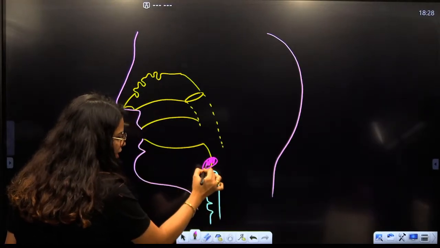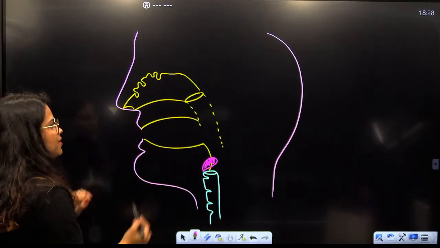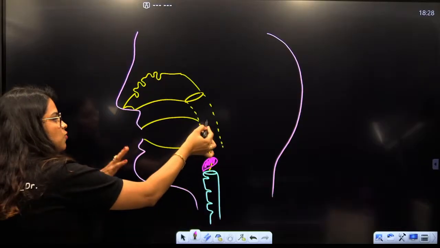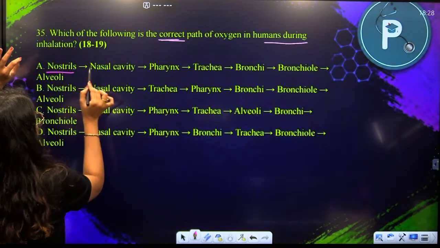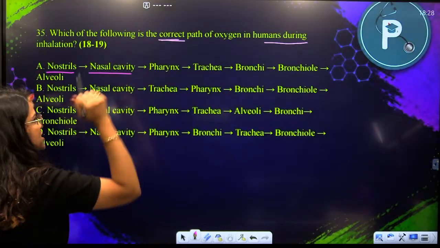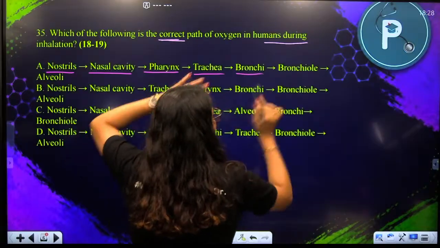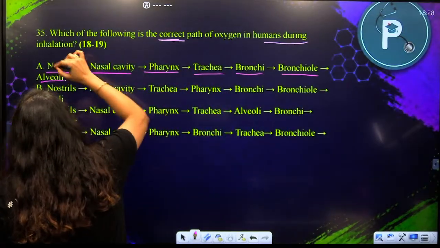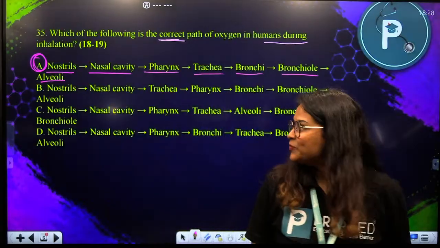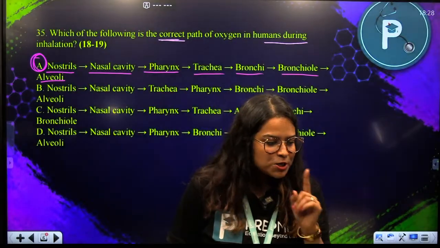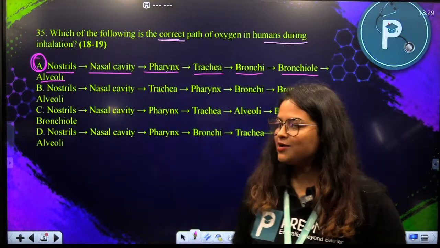All right. So let's see, we have an external nostril, we have nasal chamber, we have internal nostril, we have pharynx. Does it match with any of them? Nostril, nasal chamber or nasal cavity? Yes. Then pharynx, then trachea, then bronchi, then bronchioles, and finally alveoli. So option number A is the right answer here. For question number 35, option number A is absolutely right. Moving on to the next question now.